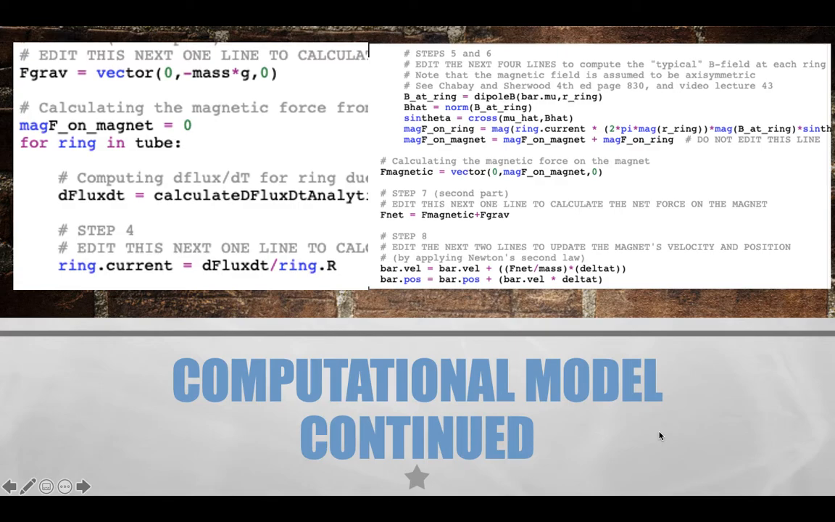We also found the magnitude of the force on the magnet from the ring. Then we set that to our vector of magnetic force, and then we took the total net force, which is the sum of magnetic force and gravity force. Then we updated the velocity and position of the magnet based on the total net force that we found, using the position update formula and the velocity update formula.